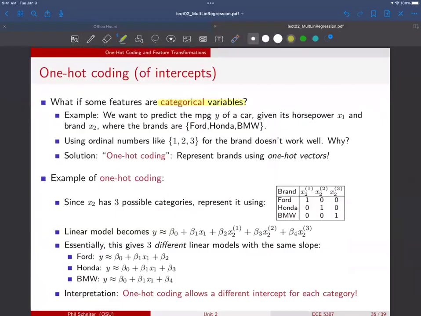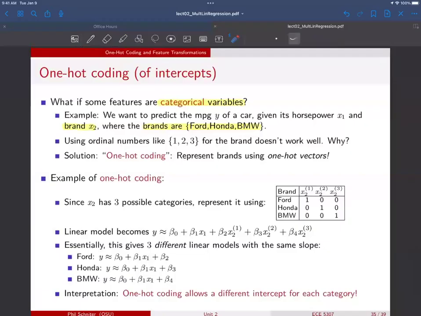What we mean by categorical variables is, as an example, what if you want to predict the miles per gallon of a car given horsepower and brand? And the brands are something like Ford, Honda, BMW. The issue here is that we need to turn Ford, Honda, BMW, the categories, into numbers in order to use something like NumPy. And the question then is, how exactly do we do that?